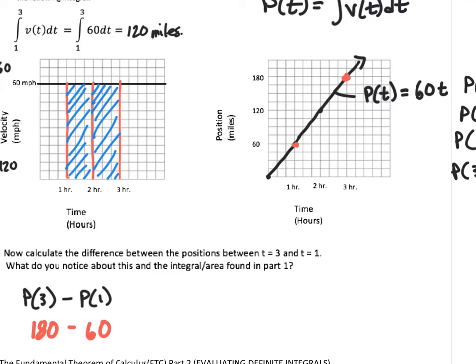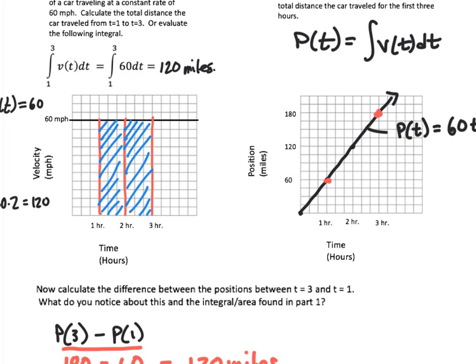Okay, and this gives me a total distance of 120 miles. What you should notice here is that when I took the difference between the positions at 1 and 3, I got 120 miles. When I evaluated my integral and found the area under the curve between 1 and 3, we got the same thing. Now let's think about something here.